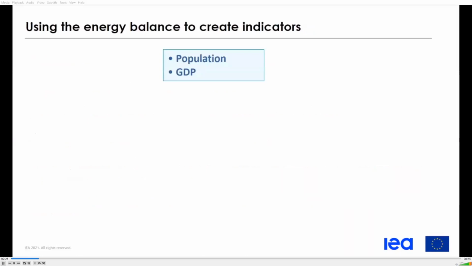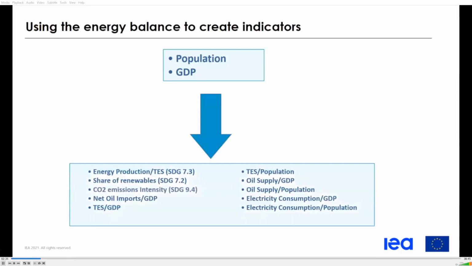If you want to exploit the full potential of an energy balance, it is recommended to combine energy statistics with economic indicators. These new aggregated indicators allow us to understand how energy impacts society and economy. For example, we can calculate the energy intensity and self-sufficiency of a country.